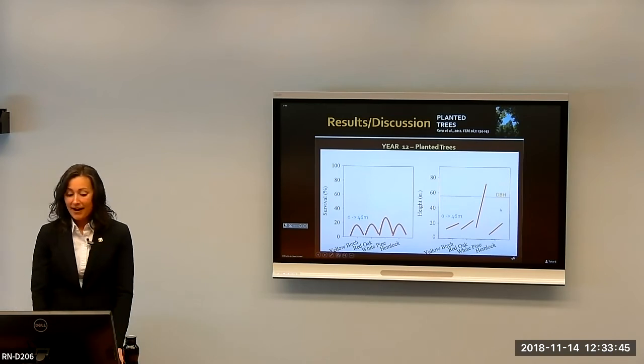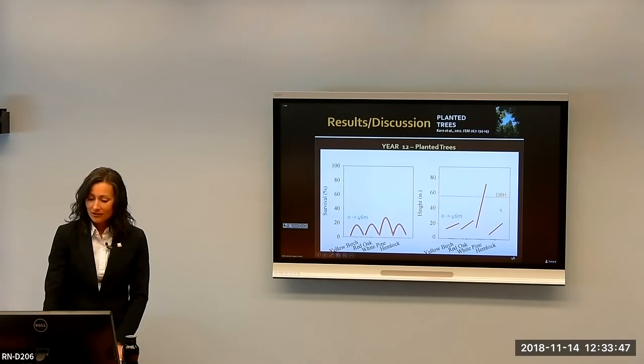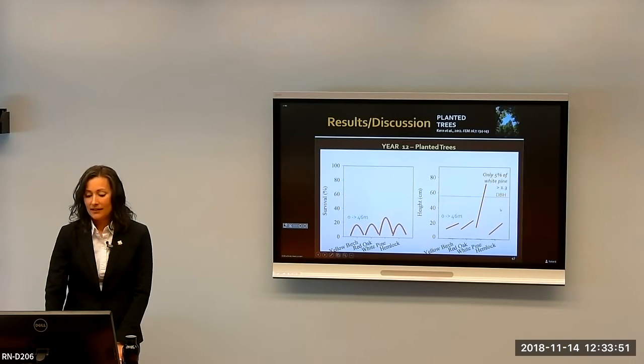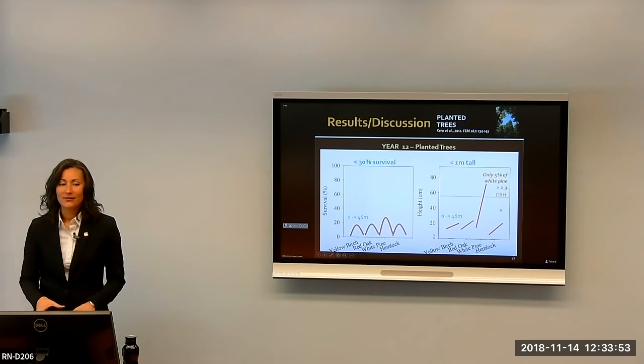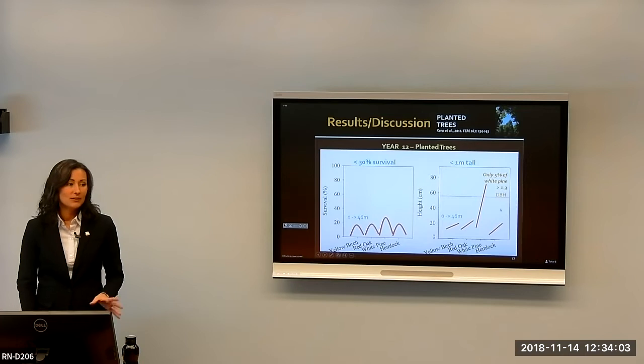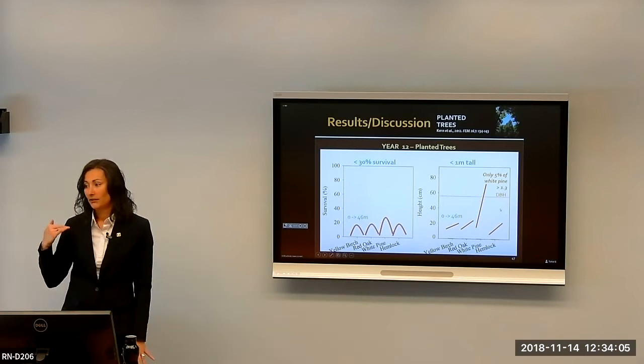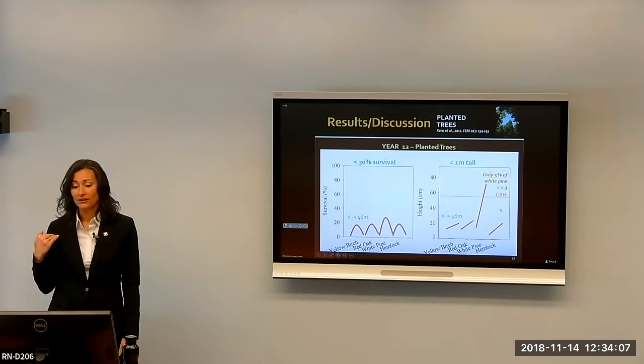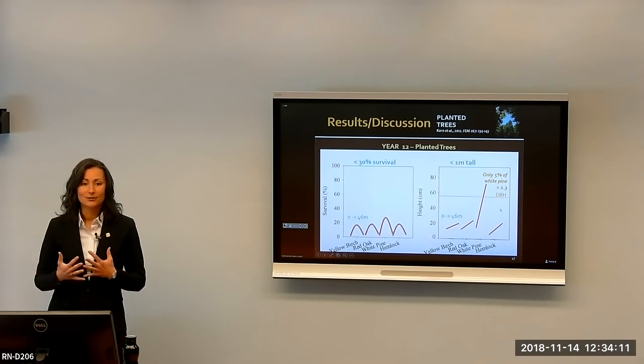But stepping back, biologically, ecologically, thinking about this, not many of the trees survived after 12 years. Less than 30%, very low survival. The trees, they're less than 1 meter tall. Only 5% of the white pine were above 1.3 meters after 12 years. So in a sense, again, this was a failure.